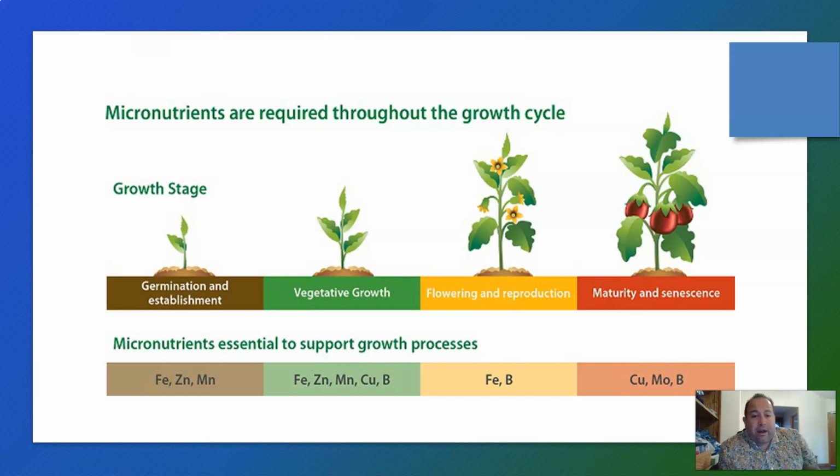Micronutrients, though, are required throughout the growth cycle. There's no point of growth for the plant where micronutrients aren't needed. So you can see at the bottom there, during germination and establishment, iron, zinc, and manganese are going to be your important micronutrients. During your vegetative growth, iron, zinc, manganese, copper, and boron. Your flowering and reproduction, iron and boron. Your maturity and senescence, copper, molybdenum, and boron.